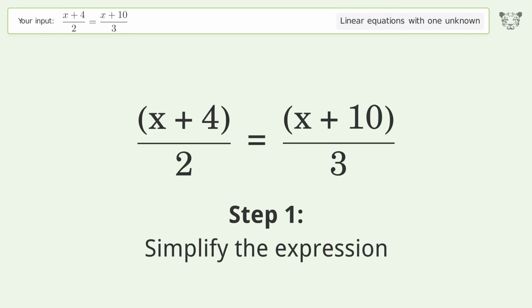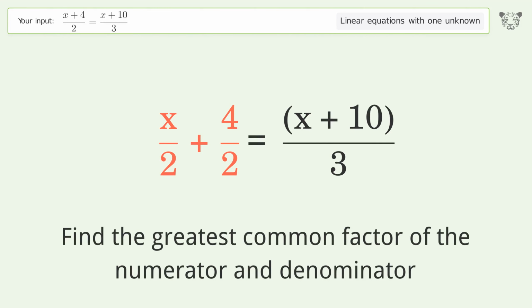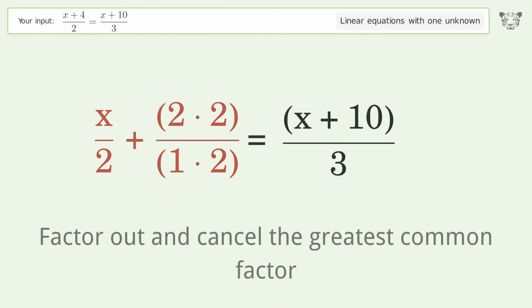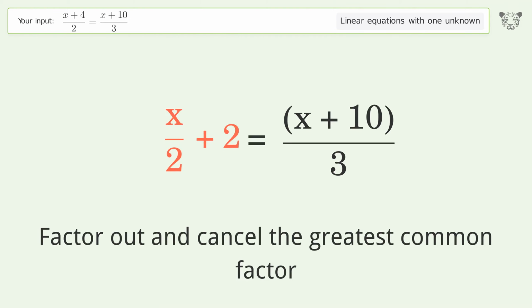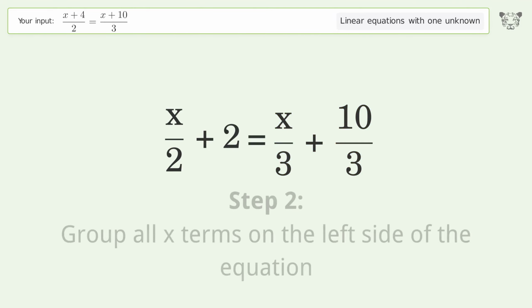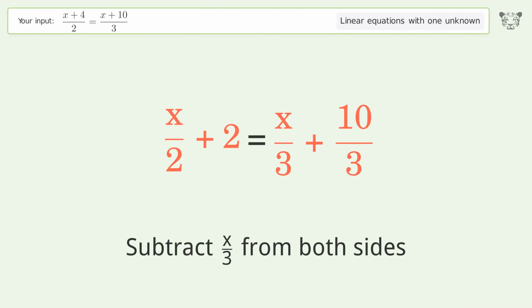Simplify the expression. Break up the fraction. Find the greatest common factor of the numerator and denominator. Factor out and cancel the greatest common factor. Break up the fraction. Group all x terms on the left side of the equation. Subtract 10/3 from both sides.